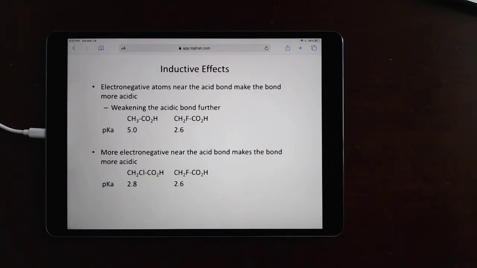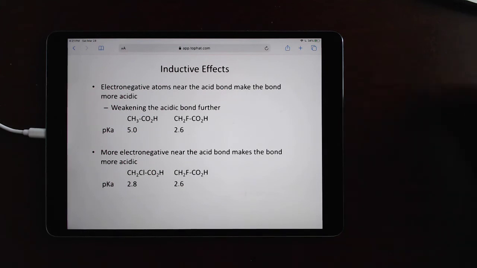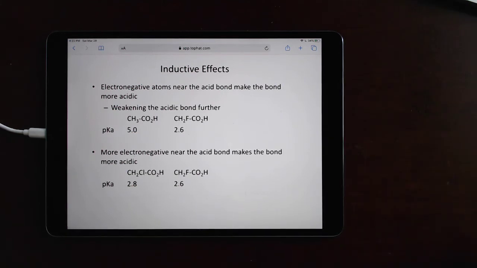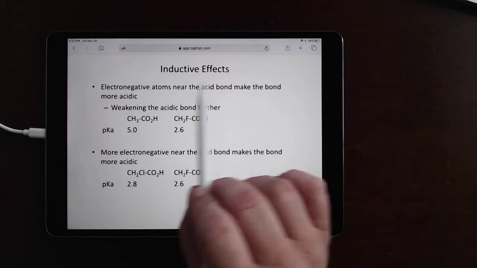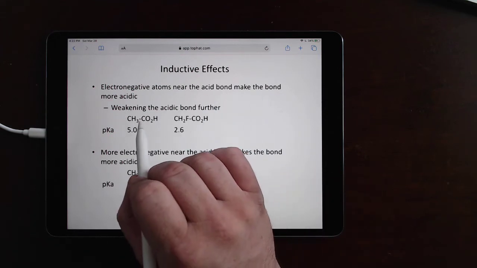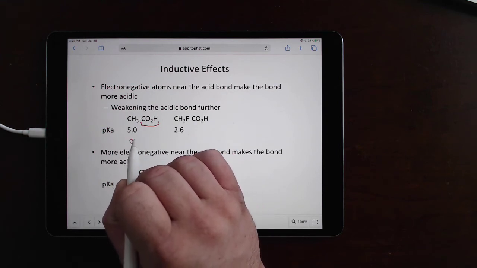Okay. The other big issue, as we go down this decision tree, is what are called inductive effects. This is where if you can pull electron density away from that bond, whatever that hydrogen is on, it weakens it. The weaker the bond, the more acidic, the more easily things can get grabbed away. So having electronegative atoms near the acidic bond makes that bond more acidic.